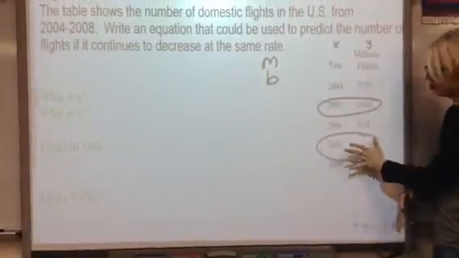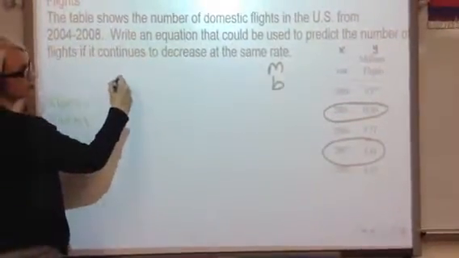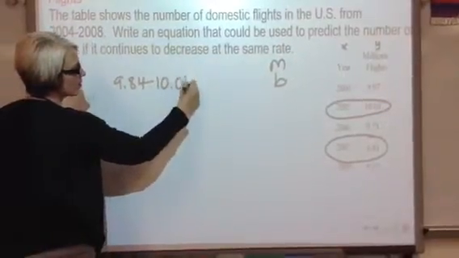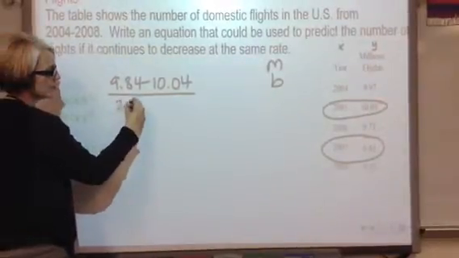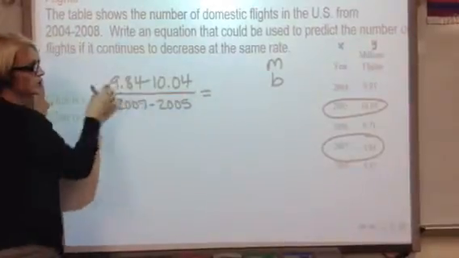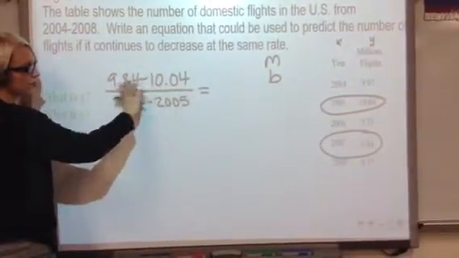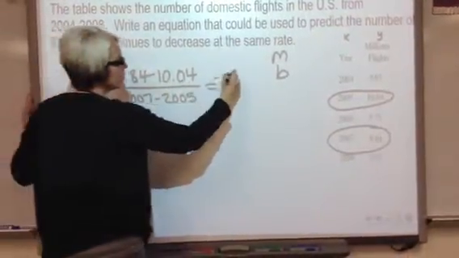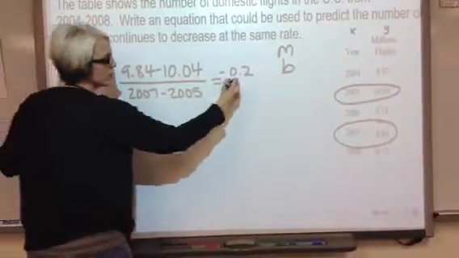I'm picking these two. And what I'm going to do is do the change in y. So 9.84 minus 10.04 over the change in x, 2007 minus 2005. When you subtract this, you know it's going to be negative. And if my math is correct right here, I'm thinking it's negative 0.2. I can check that with my calculator if I need to. And then this is going to be a positive 2.